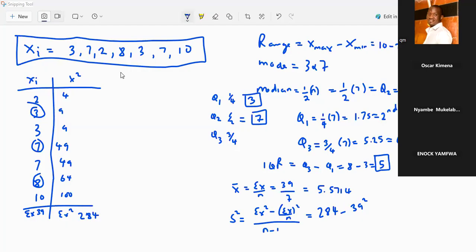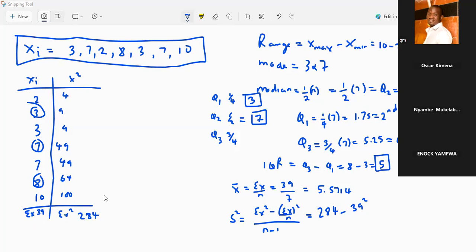For those that missed out, we are looking at how to calculate ungrouped data to find our mean, our median, and our standard deviation. Whenever I give ungrouped data like that, you need to rearrange it in order, starting from the smallest to the biggest. Then you square each of these: 2 squared, 3 squared. You sum the figures. So summation of x is 39, summation of x squared is 284.